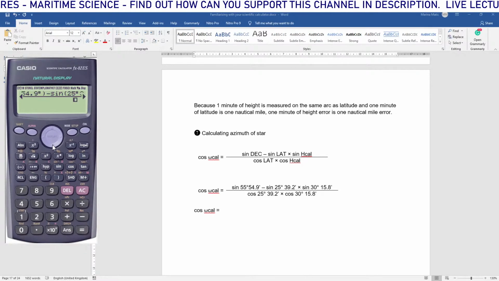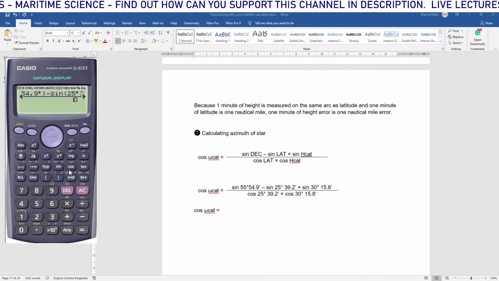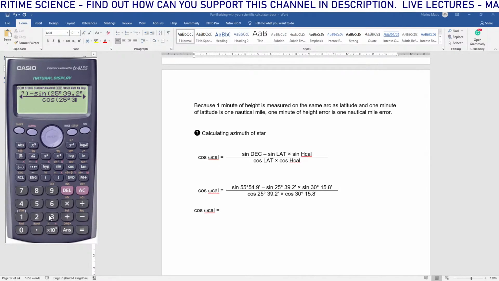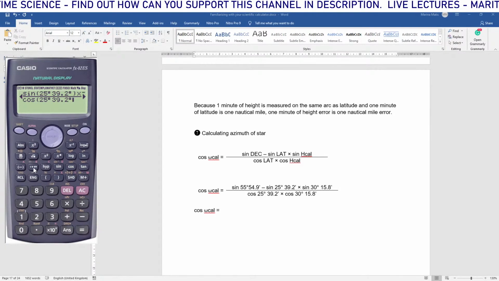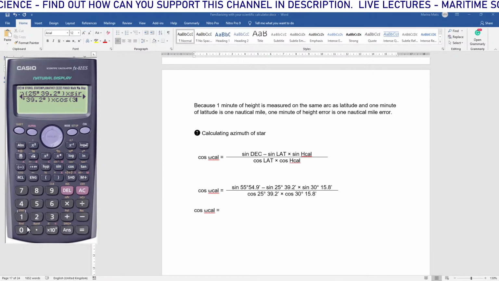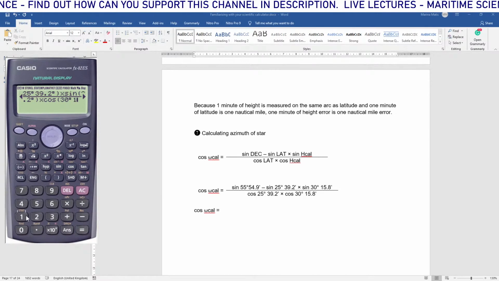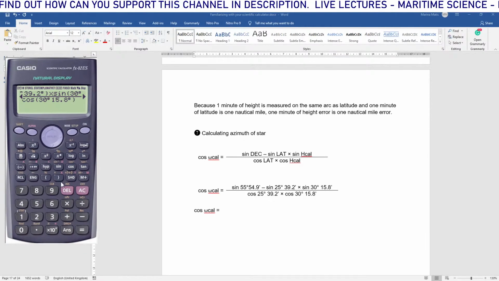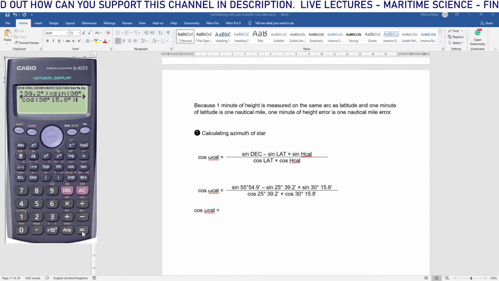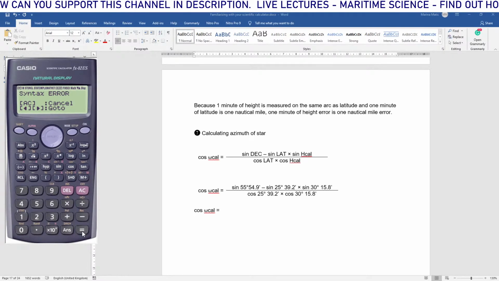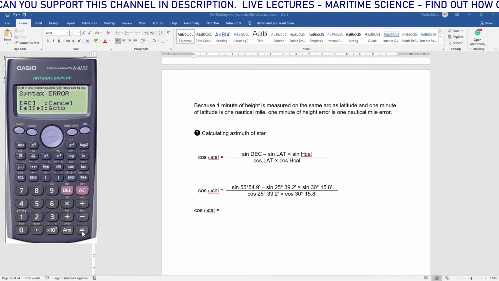And let's just continue. Let's go down and put cosine of 25 degrees, 39.2 minutes, close the bracket, times cosine of 30 degrees, 15.8 minutes, close the bracket. And look what's going to happen when I press equal. Syntax error. So it's telling me that I made an error somewhere. According to his logic, something is wrong.